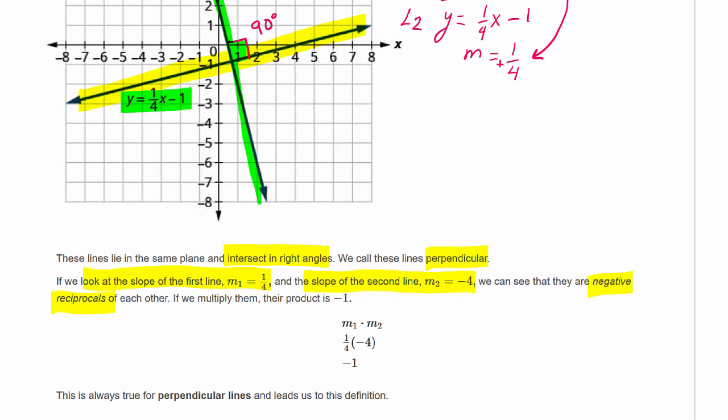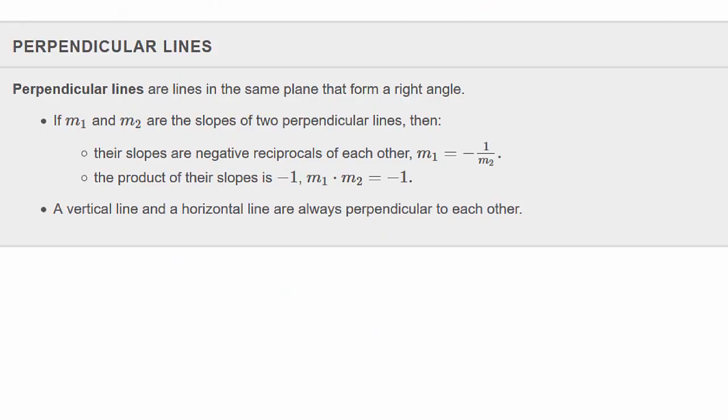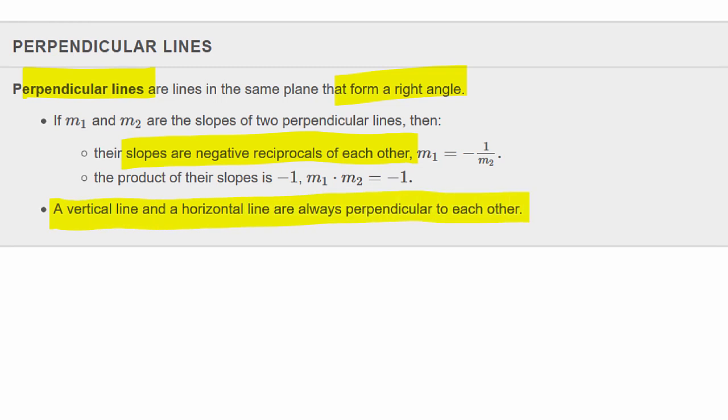And this is a new idea too, or actually another way of saying the same thing: if we multiply them, their product is -1. Notice that if we multiply the 1/4 times the -4/1 from our two slopes, those 4's will reduce and give us a -1. So this is the definition of what a perpendicular line is. Perpendicular lines are lines that form a right angle, and their slopes are negative reciprocals of each other. The product of their slopes is -1. And here's an idea: a vertical line and a horizontal line are always perpendicular to each other.